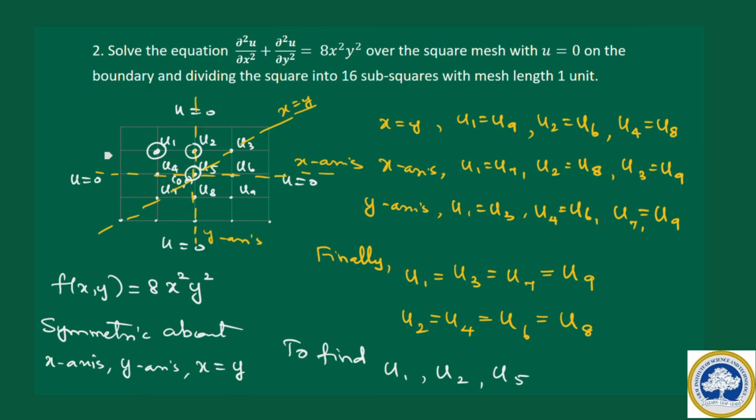So what about the coordinate points? u5 is considered to be the origin 0, 0, right? So u2 will be 0, 1, and u1 will be minus 1, 1. So first we can consider that point and then we can find out the function value.